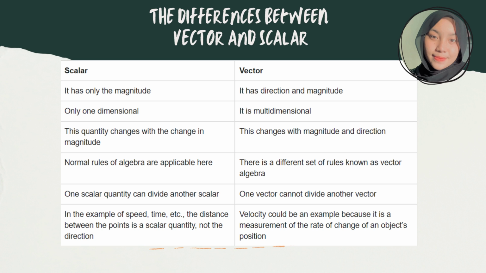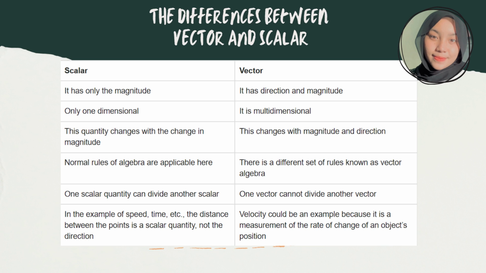I will give you an explanation of the characteristics of scalar and vector. Okay, the scalar has only the magnitude, only one dimensional. This quantity changes with the change in magnitude. Normal rules of algebra are applicable here. One scalar quantity can divide another scalar. Examples are speed, time, and the distance between points, which are scalar quantities, not having direction.